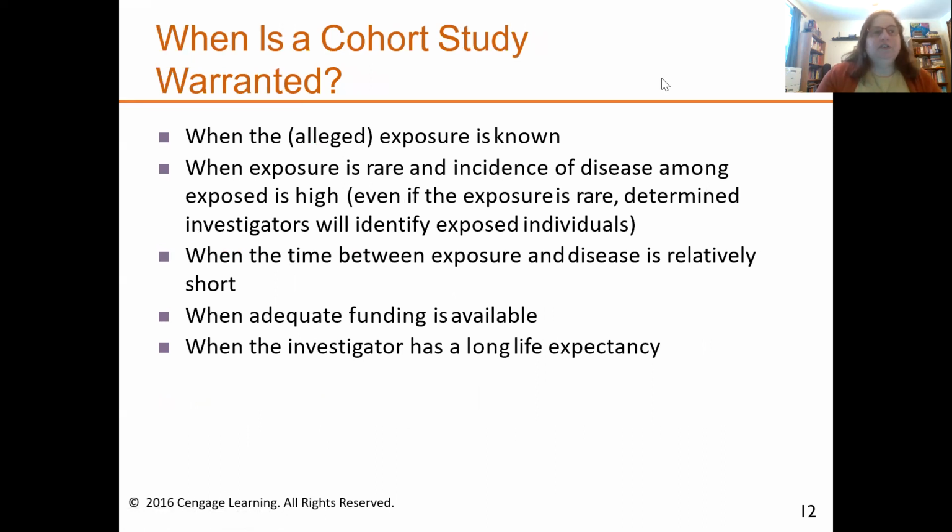So let's look at this. When is a cohort study warranted? Well, when the alleged exposure is known. So you have to know what exposure you're trying to study. When the exposure is rare and incidence of disease among exposed is high. Now, it's not so much that the exposure has to be rare, but if the exposure is rare, but you have a high likelihood of the disease within the exposed group, then this is actually a good choice.